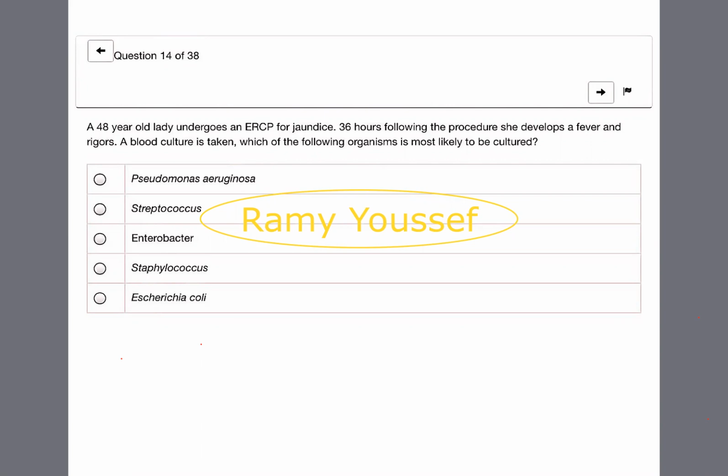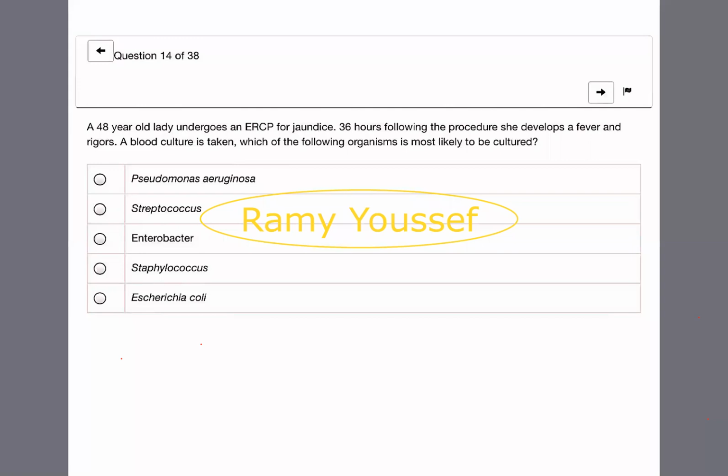ERCP for jaundice, following a procedure. The options are Enterobacter, Streptococcus, Pseudomonas aeruginosa, and so on. What is the problem that happened for the patient here? For this patient there's instrumentation, which I think might be an external source, but I'm also thinking of gut bacteria, which might also be responsible.